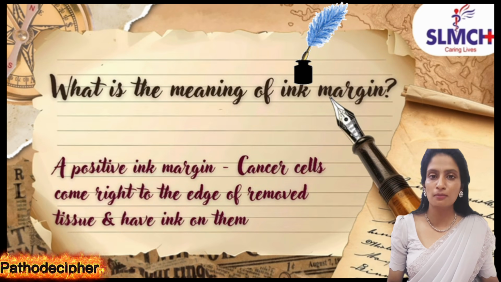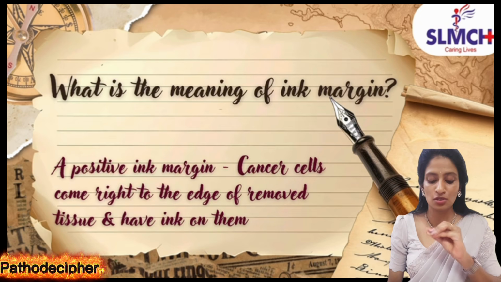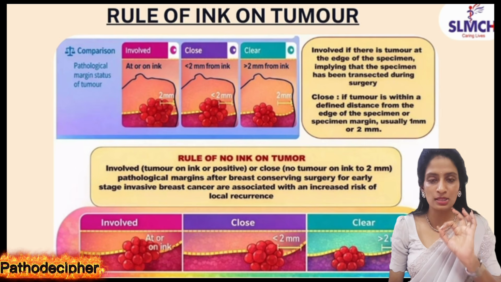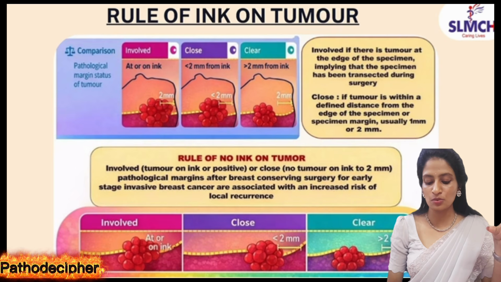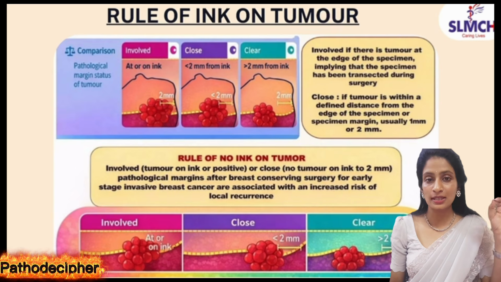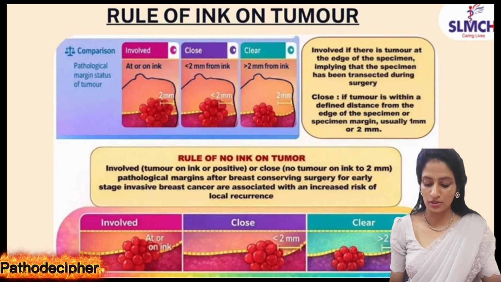So what is the meaning of inking the margin? The positive ink margin means where the cancer cells sit right over where the ink is placed. So that is what the positive margin indicates. In this image we can see clearly we have divided into 3. If the tumor cells are present as in the below image, you can see a yellow line where the tumor cells sit on the ink. So that is an involved margin. Whereas the next one is close, within 2 mm. So that is the close margin. Whereas clear is more than 2 mm, where the tumor is away from the margin by more than 2 mm. That is clearance of the margin.